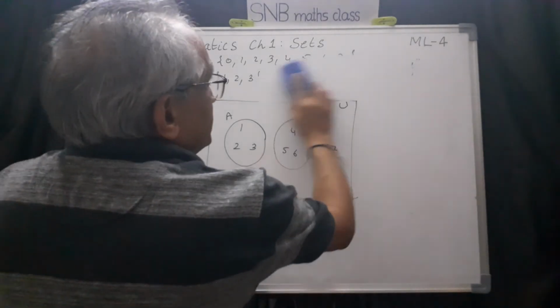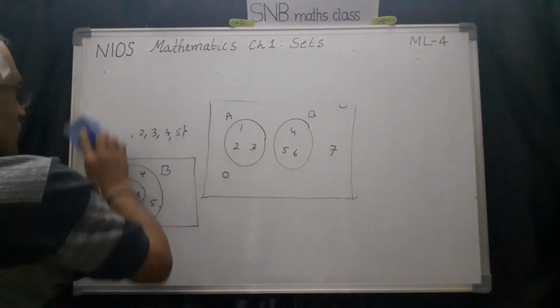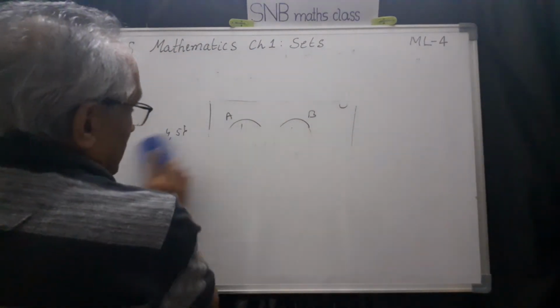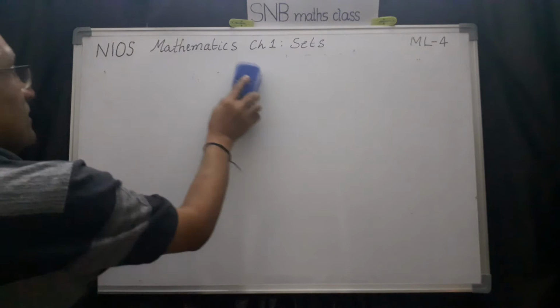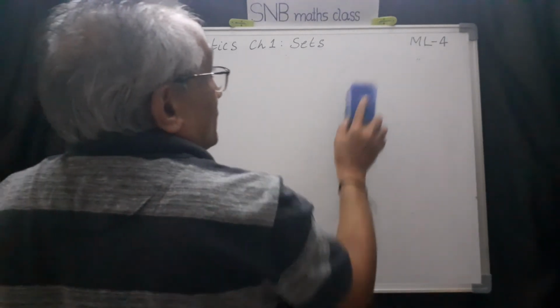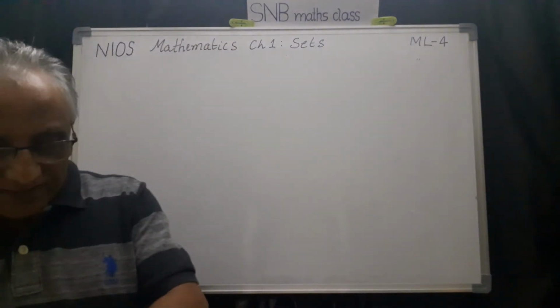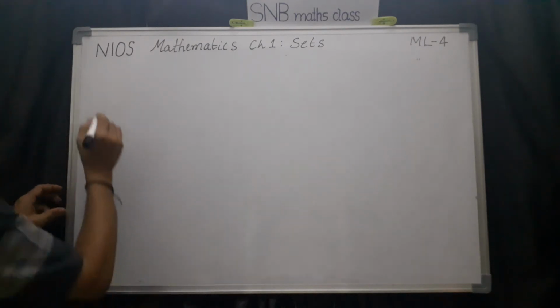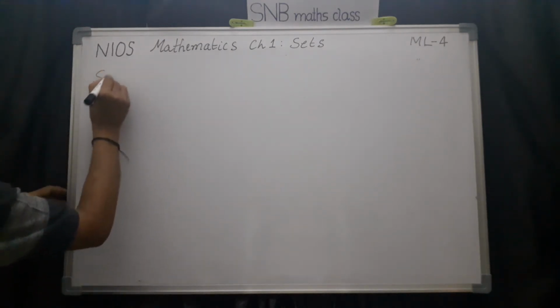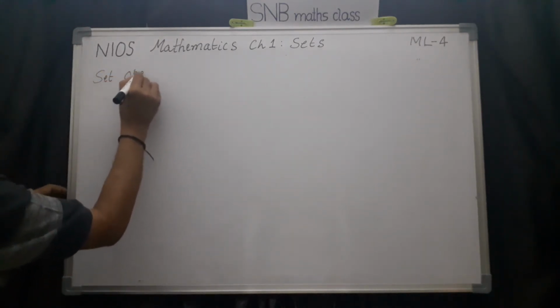So this much is sufficient regarding the Venn diagram. Now let us proceed further. That is called set operations. So that is the next concept. So let us write set operations.